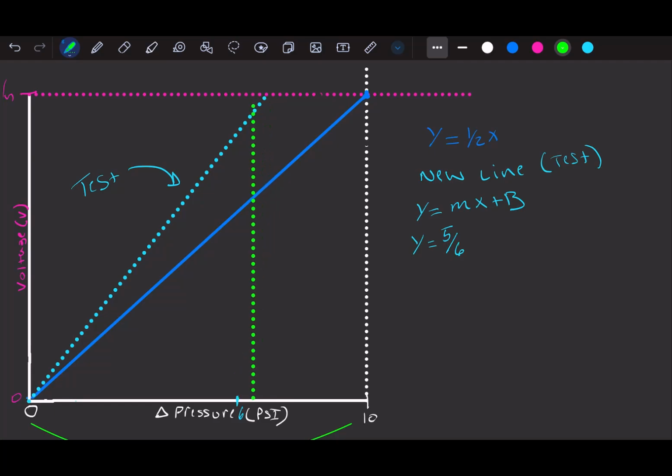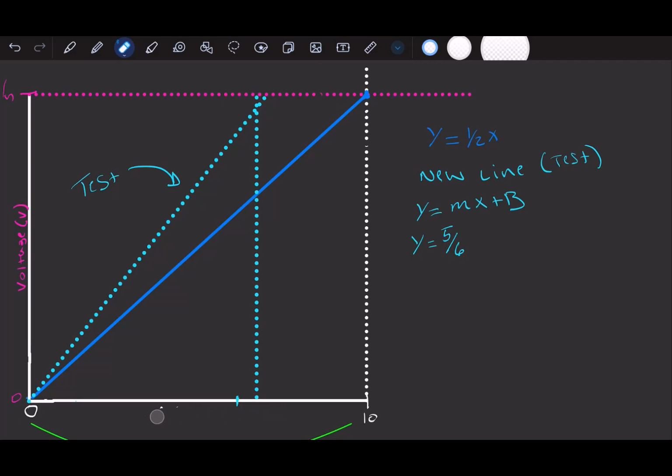Let me go back and grab my right color here. We're no longer at those maximums and minimums. So I'm just going to drop a line down, and let me move some of this axis out of the way here. We're going to say that we're at a value of 6, and this is our pressure delta in psi. Great. So we are at a delta of 6 psi.